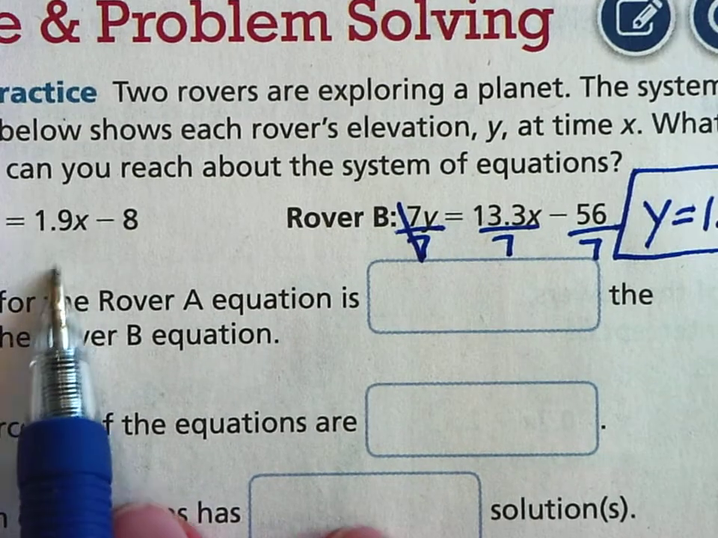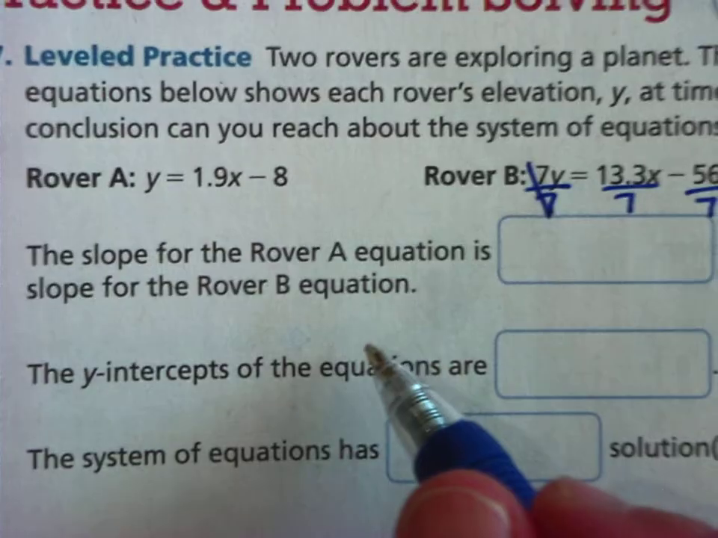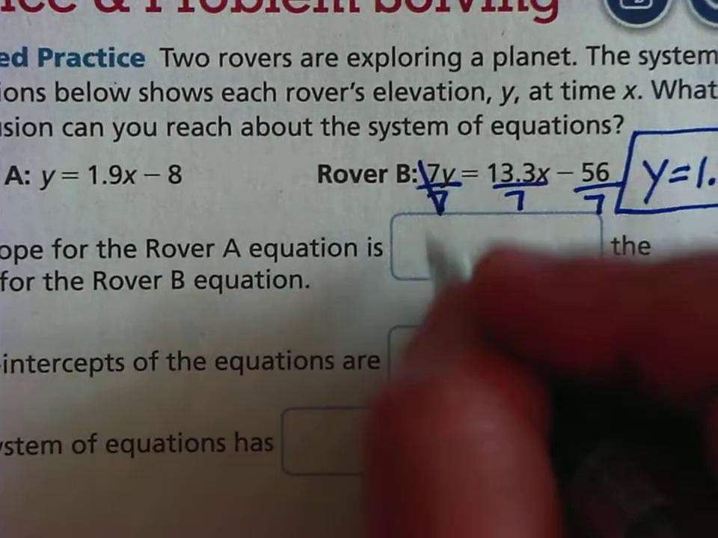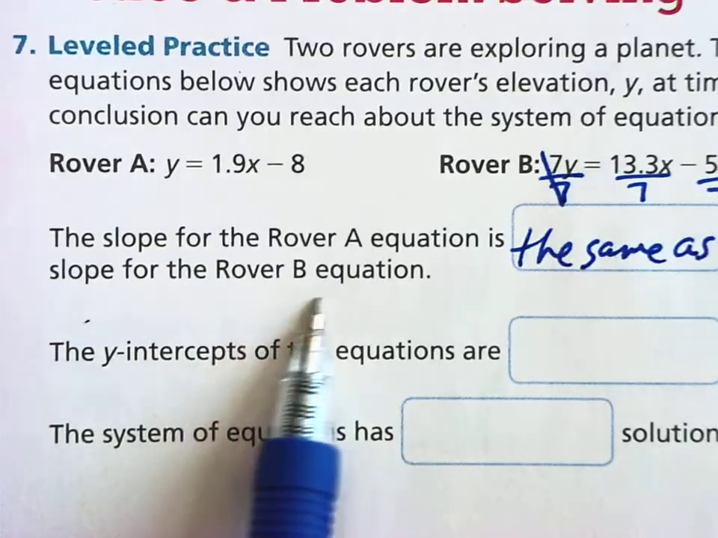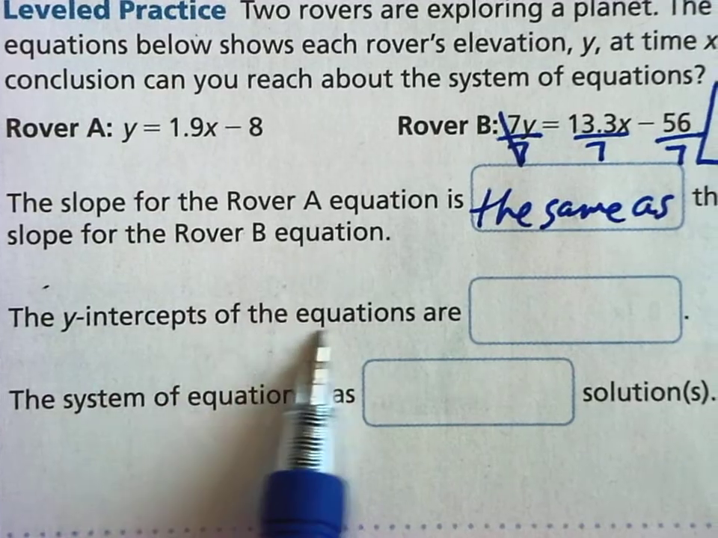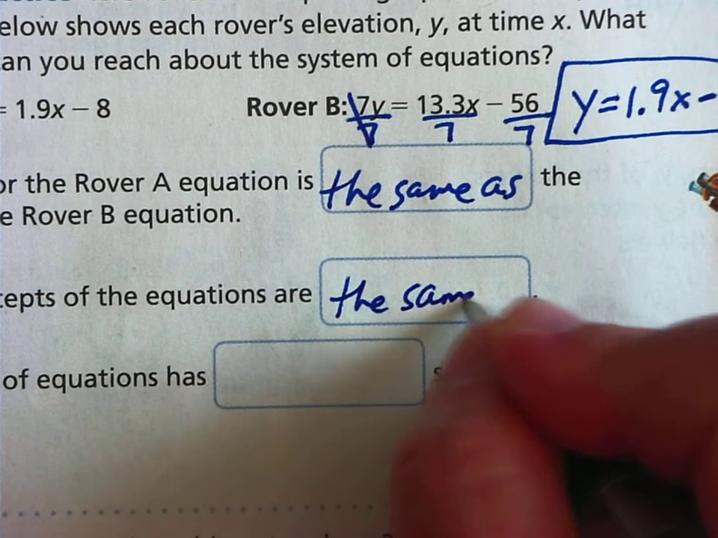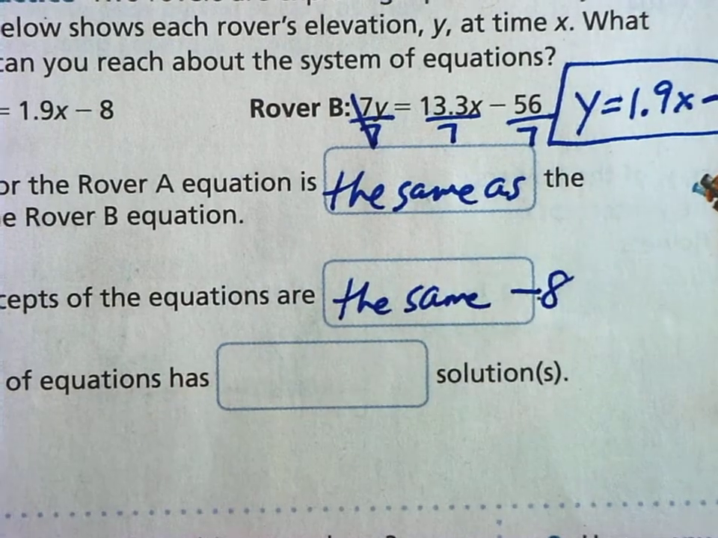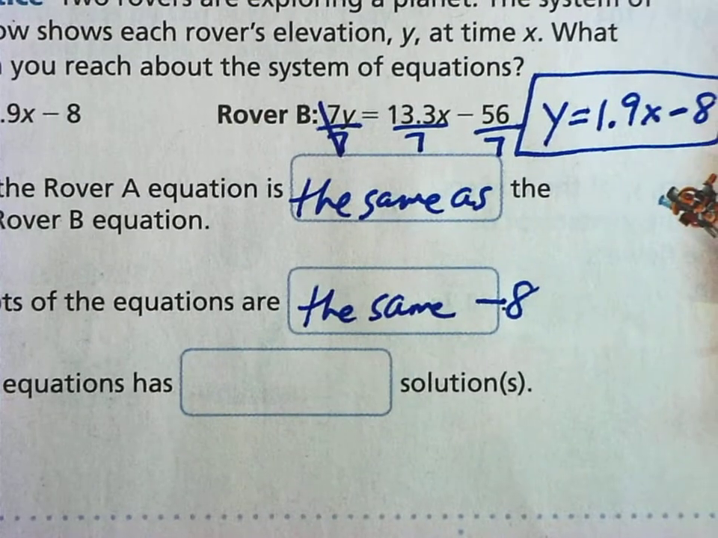Okay, every single thing is the same. This is the same line twice. So the slope for rover A is the same as the slope for rover B. They have the exact same slope, 1.9. The y-intercepts of the equation are the same. The y-intercepts are both negative 8. And so that means this system has infinitely many solutions.